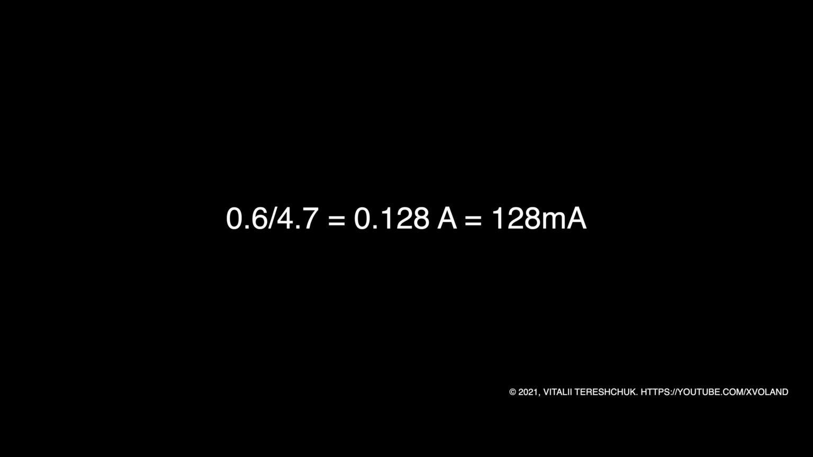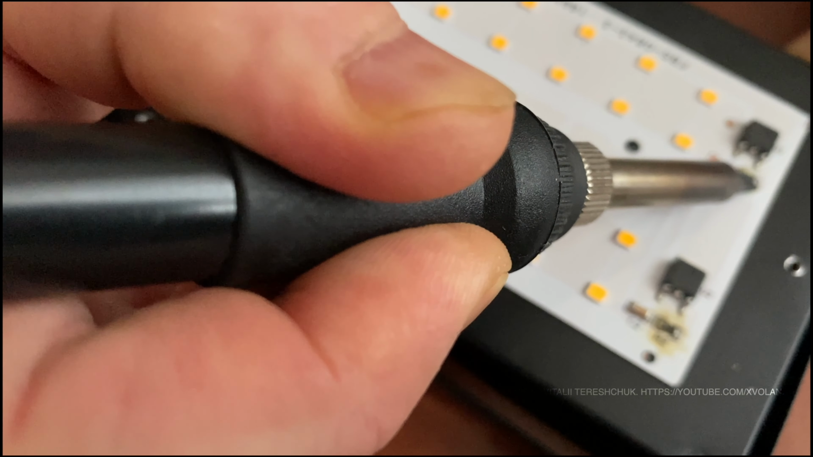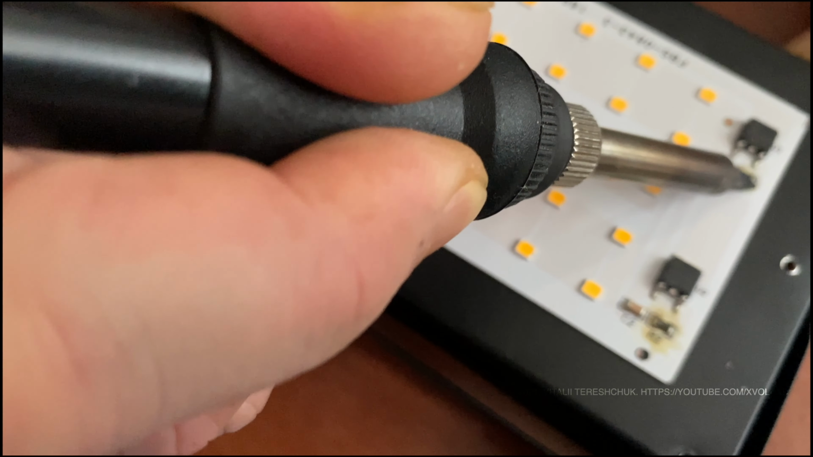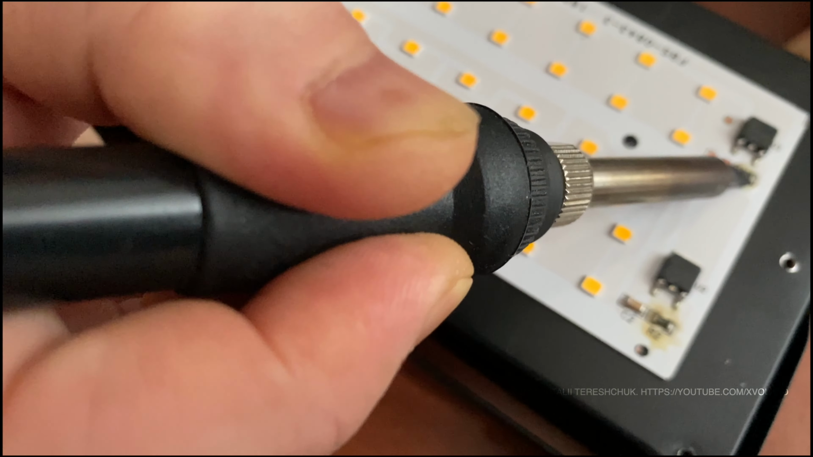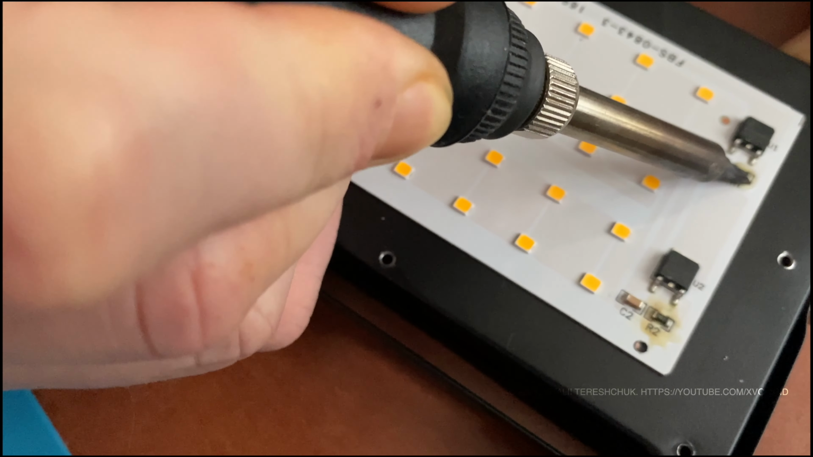0.6 divided by 4.7 equals 128 milliamps. This is at the border of normal LED operation. Also, a lot of thermal energy is released, I mean power, and the case does not have any kind of radiators for cooling.